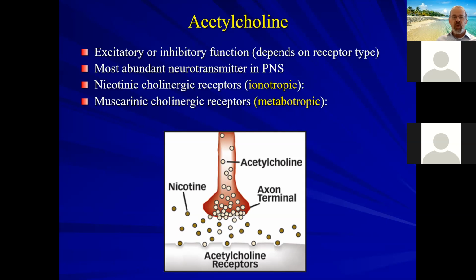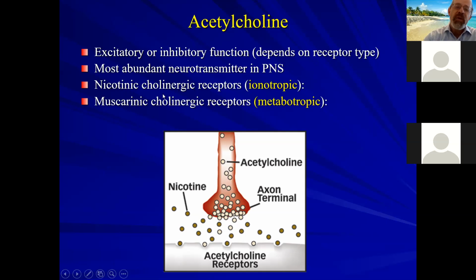Acetylcholine can be an excitatory or an inhibitory type receptor. A good example where it can stimulate skeletal muscle contraction. A good example where it inhibits, it slows down the heart, right? It just depends on the type of receptor. This is the most abundant neurotransmitter in the peripheral nervous system. And the receptors, I mentioned we have two types, right? We have ionotropic and metabotropic.